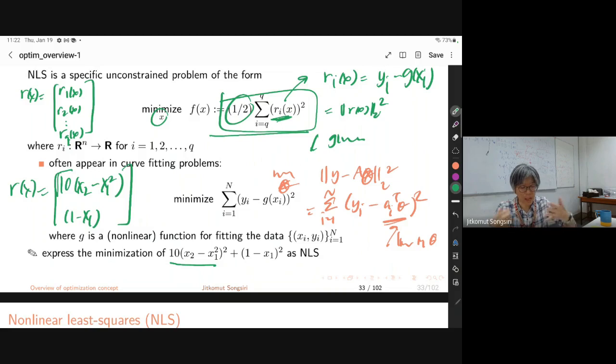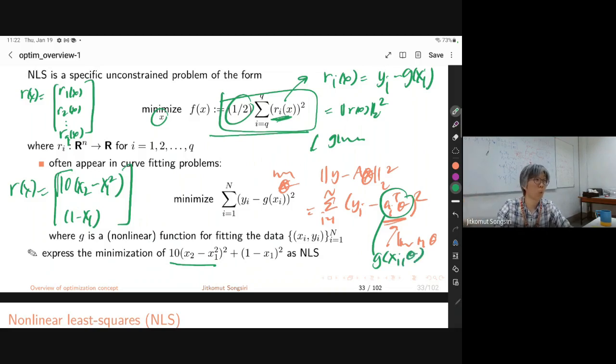Now, because I can make it more general, I enlarge the set of curve fitting candidates. If I replace it with a function g, obviously your function depends on x. This x is not an optimization variable. This x is the coordinate of your data point on the x-axis. But this function has a parameter theta.